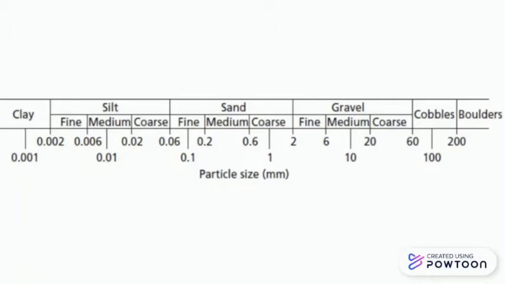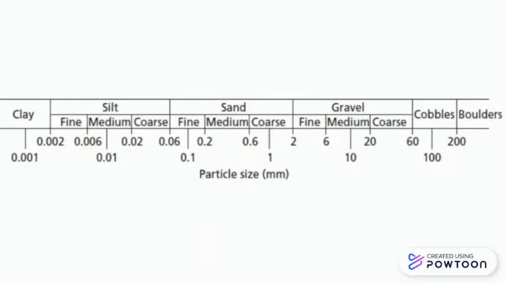For sand, fine sand is between 0.06 millimeter and 0.2 millimeter. Medium sand is between 0.2 and 0.6 millimeter. Coarse sand is between 0.6 and 2 millimeter.